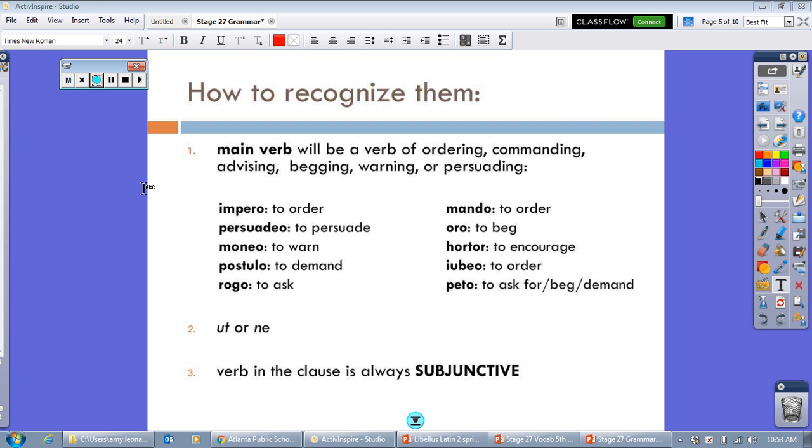The next thing you're going to see in an indirect command is an ut, much like the ut in the purpose clause, like in order to, in order that, or possibly a ne, which is in order that something not happen. So somebody could order you to do something, or somebody could order you not to do something. Now, last but not least, these are subjunctive clauses, and so you're going to have a verb in the subjunctive. All right? So that's how you're going to recognize an indirect command. A verb of ordering plus ut or ne, followed by the subjunctive.